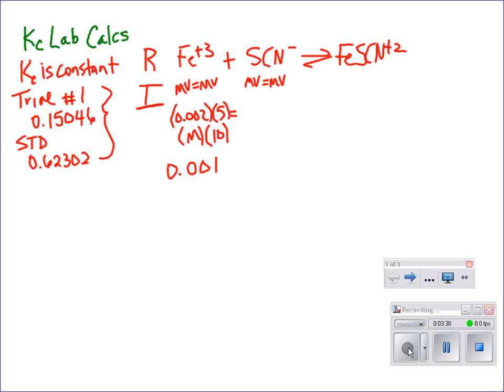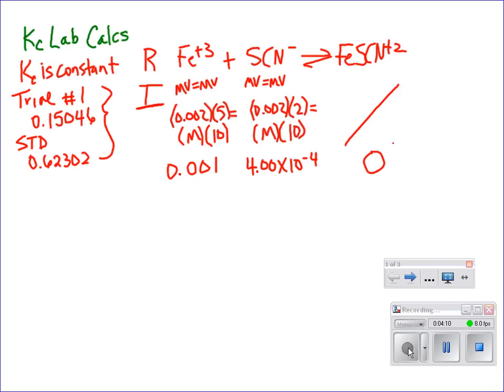So we're going to repeat this, and we're going to do the same thing for the thiocyanate. And our initial concentration is 0.002 as well. But we used 2 mL in our solution. We want to know the molarity if our total volume was 10 mL. And when you do that calculation, you get 4.00 times 10 to the negative 4th. My initial concentration of the complex is 0 because we didn't have any at the beginning.